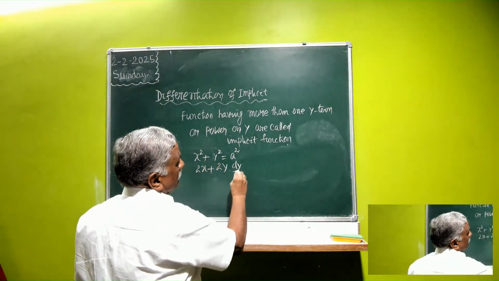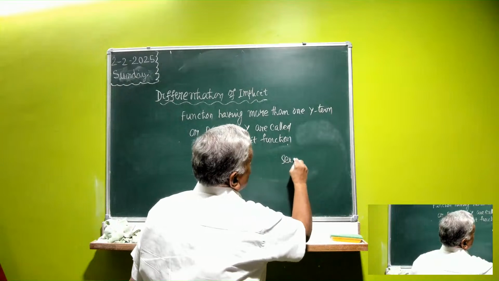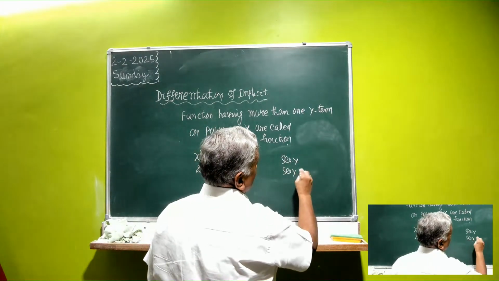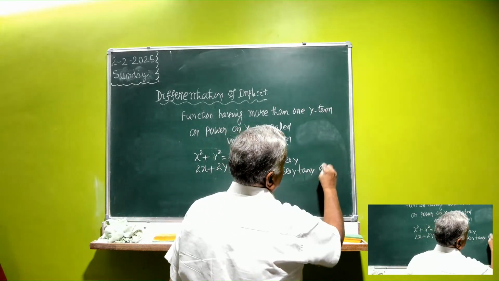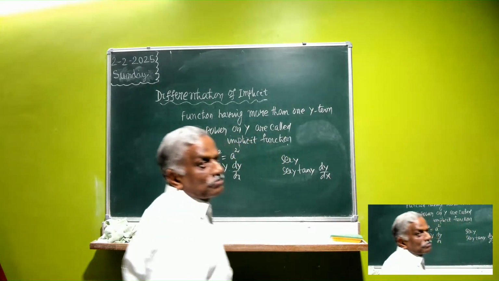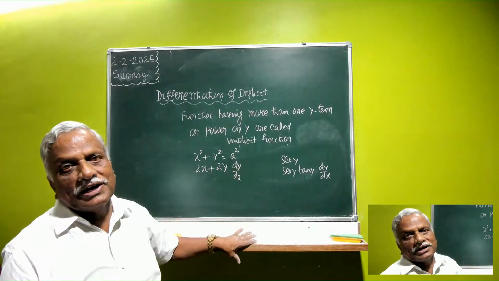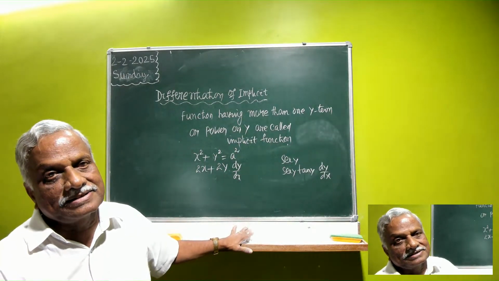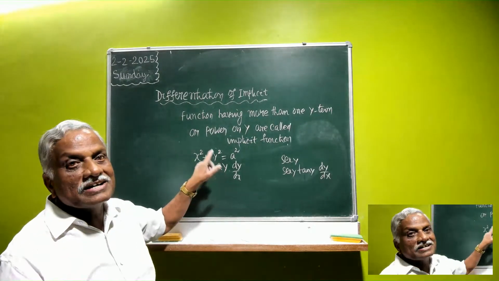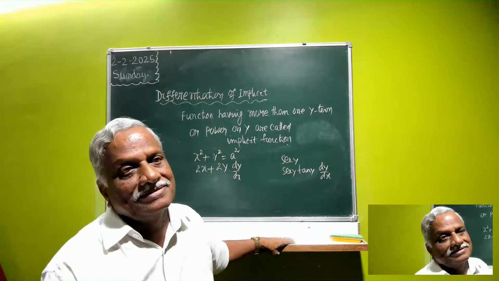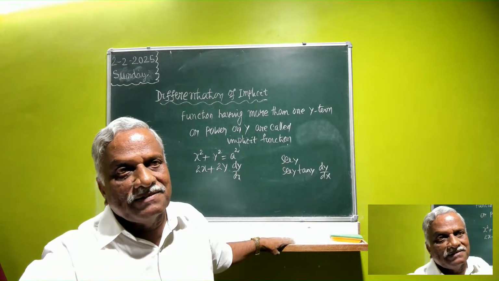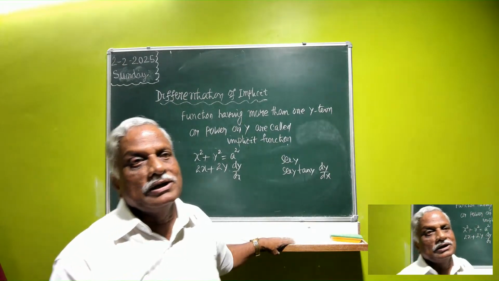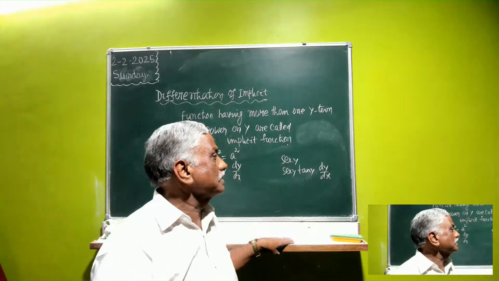So if secant y is there, what's the derivative? Secant y tan y dy by dx. This you should remember. Whenever you have got y, after differentiating, you should multiply it by dy by dx. Why? Because you are differentiating with respect to x. Supposing they gave differentiate with respect to y, then there is no need, but they won't give that, because all differentiation is done with respect to x.